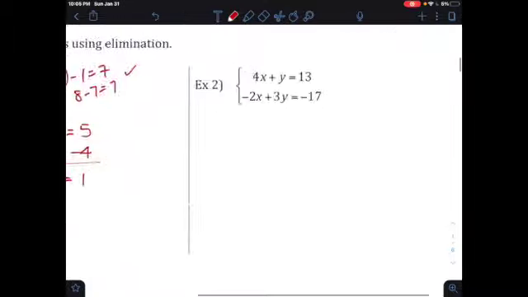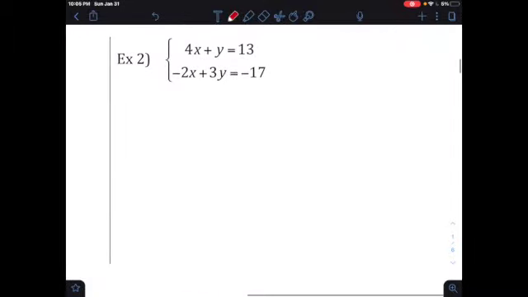Now example number 2, there's 2 ways you can do it. Before we start, example number 2, you have to check: does the x line up, does the y line up, and does the number line up? And yes, in this case it does. Now what we need to decide is, we need to make sure the letter we want to get rid of, the top and bottom have the same number and they have opposite signs.